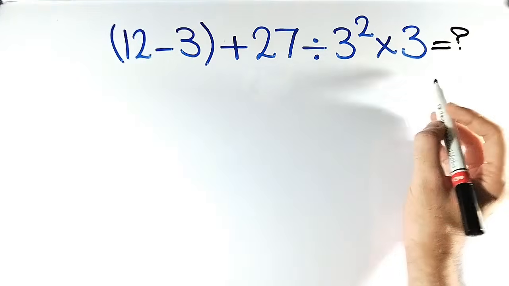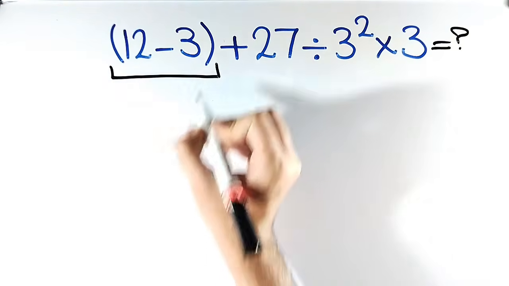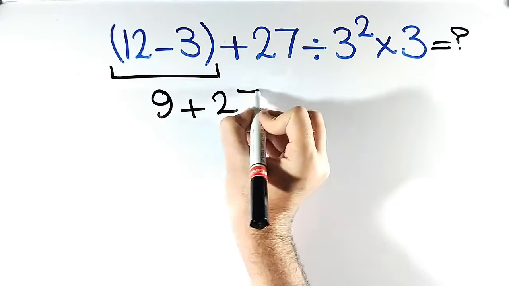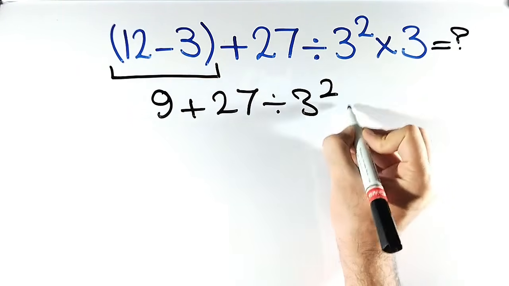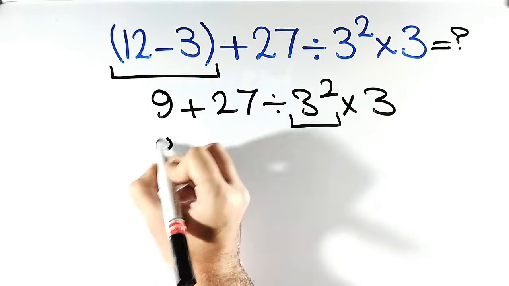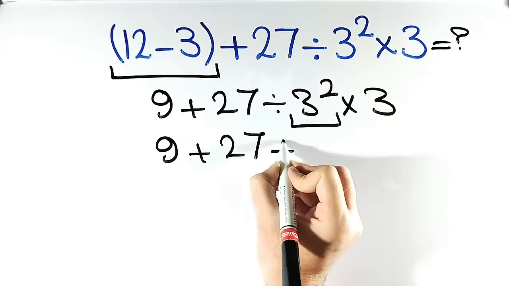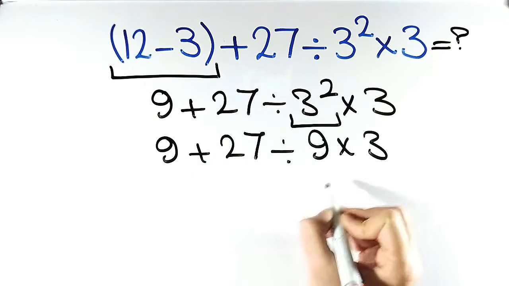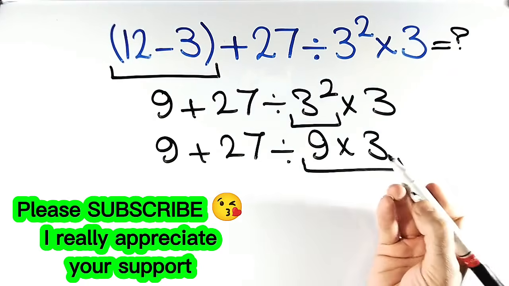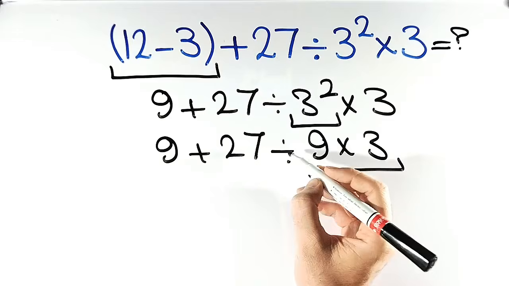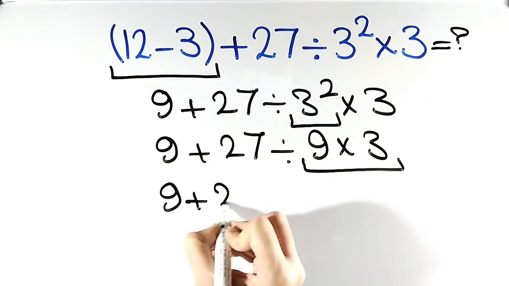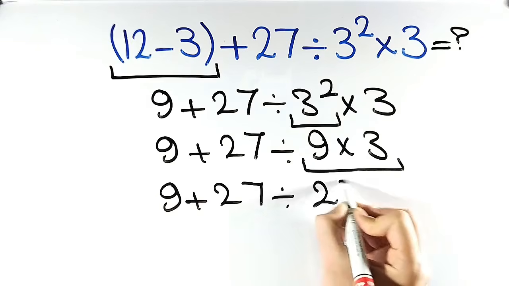Also, some other people, when solving this question, again go straight to the expression inside the parentheses, and instead of this expression, they write 9 plus 27 divided by 3 squared multiplied by 3. Then they go for the exponent and write this expression as 9 plus 27 divided by 9 multiplied by 3. And the next step, they go for the multiplication between 9 and 3 because they think multiplication has a higher priority than division. So, instead of this expression, they write 9 plus 27 divided by 27.